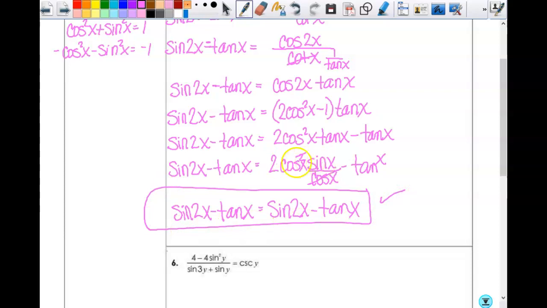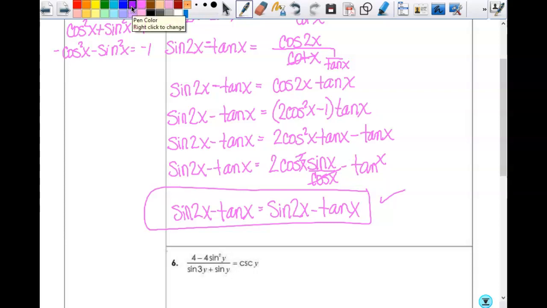This 2 sine x cosine x, if you look on your double angles, it is sine 2x. The double angles. See how that works? We good? Yes? Okay.